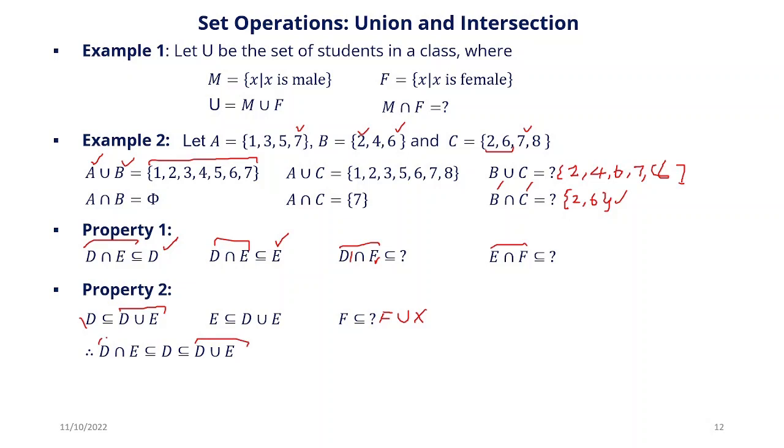Intersection is smaller. The set, whatever set D or E, is bigger than the intersection. At the same time, whatever set D or E is smaller than the union. So when we say D intersection F, what is it a subset of? It is a subset of either D or F, and whether D or F, it is a subset of D union F.